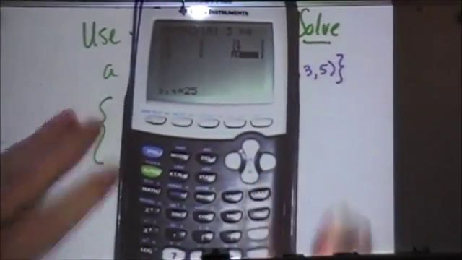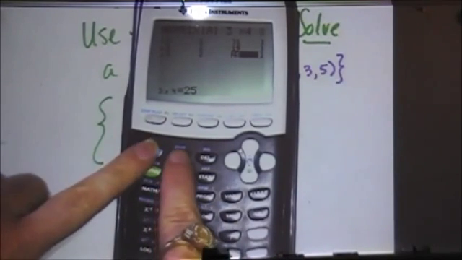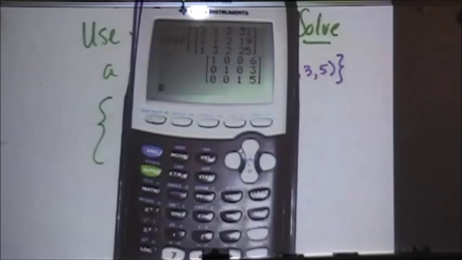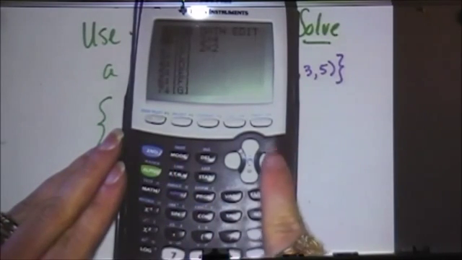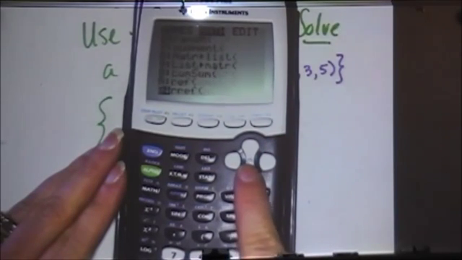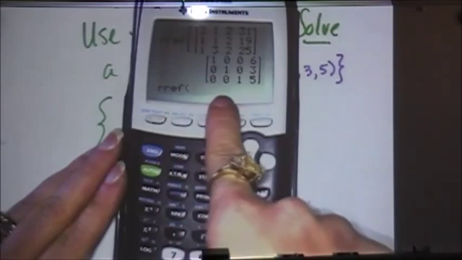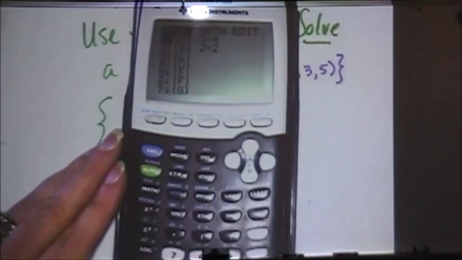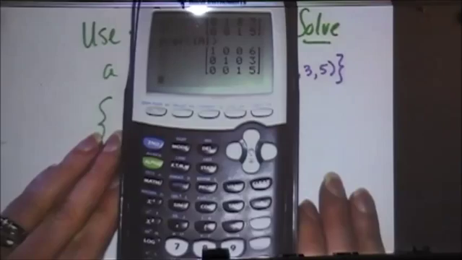After I have typed it into this storing matrix, I have to get out of that by second, mode, or second quit. Now I'm going to do the same thing I did before. Second, matrix, arrow over to math, because we're going to do some math. Arrow all the way down to RREF. Now I have to tell it what matrix I want to do that to, so I'm going to hit second, matrix. It's matrix 1. Close parenthesis, hit enter, and there is that same solution.